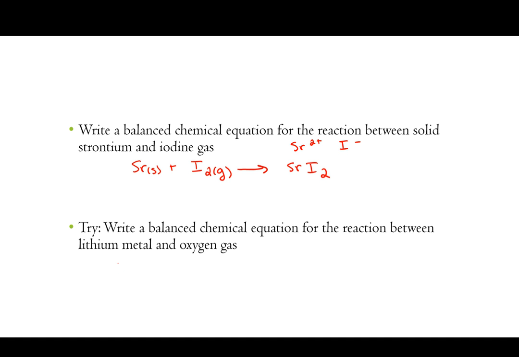Lithium metal and oxygen gas. So lithium metal, oxygen gas. Oxygen is also diatomic. And since it says gas, I'll throw it in there. It really doesn't matter. So that's going to combine to form lithium oxide. Lithium is a +1. Oxygen's a -2. So lithium oxide's Li2O.